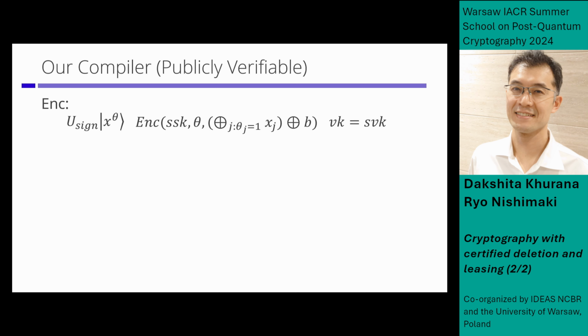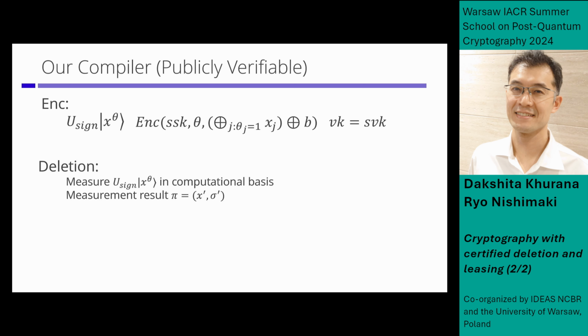So our compiler is like this. It is publicly verifiable. Instead of directly sending the BB84 state, we first apply this signing unitary, which generates a signature for the bit, and we encrypt the signing key of this signature algorithm, θ, and the masked plaintext. The verification key is now the verification key of the signature scheme.